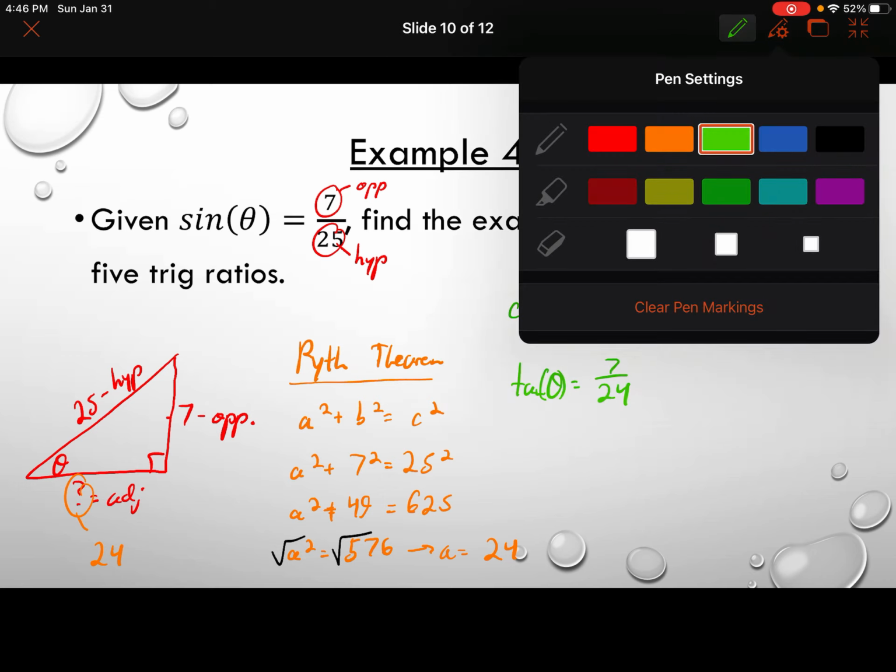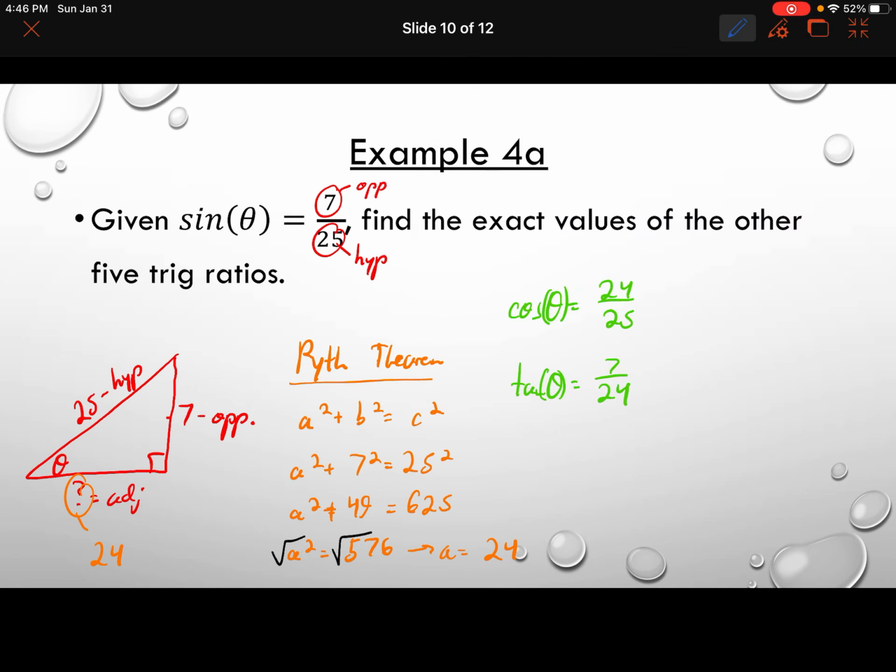And now let's do the reciprocal functions. Remember, cosecant is the reciprocal of sine, so it would be hypotenuse over opposite, so 25 over 7. Secant is the reciprocal of cosine, so hypotenuse over adjacent, so 25 over 24, or you just flip cosine, basically. And then cotangent is the reciprocal of tangent, so you just flip tangent, so 24 over 7, because that is what adjacent over opposite is.